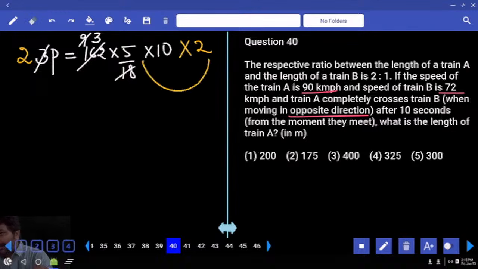5 into 2, 10. 10 into 10, 100. Into 3, 300. Or 3 into 5, 15. Into 10, 150. Into 2.